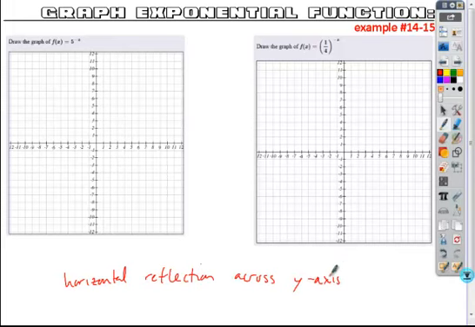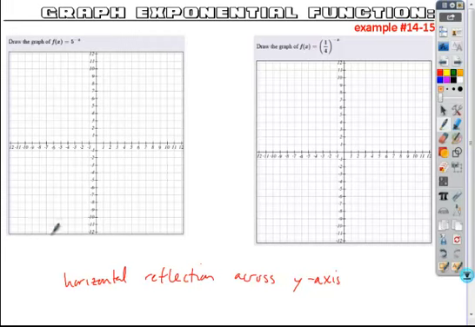Now, just like with the other reflection, the vertical reflection that we saw, when you go through the steps that I've suggested on these, where you find your asymptote, plot your 2 points, the reflections are going to take care of themselves. You just need to understand what the process represents.